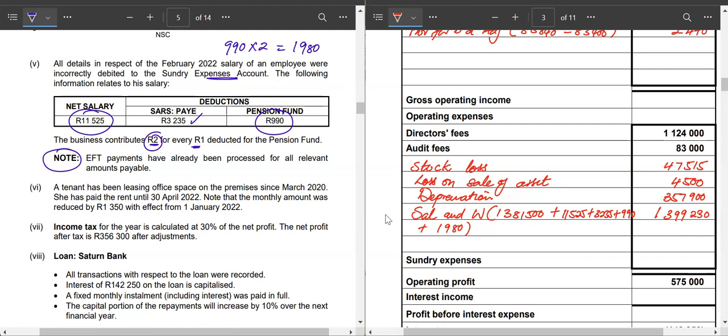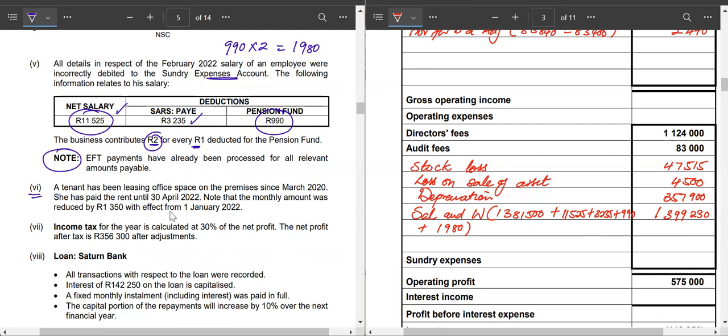Very important that you remember, if you were given the gross, I would have just taken the gross and then I bring in my contributions. But in this case, I had to record separately the net and the deductions separately. And here he told us that all payments have already been processed. So I'm going to move on to the next adjustment, which is adjustment number 6.